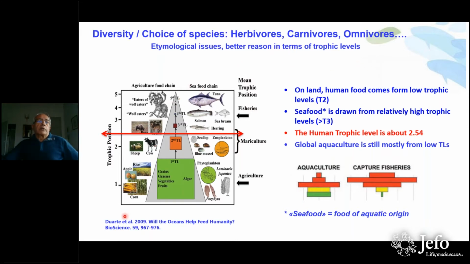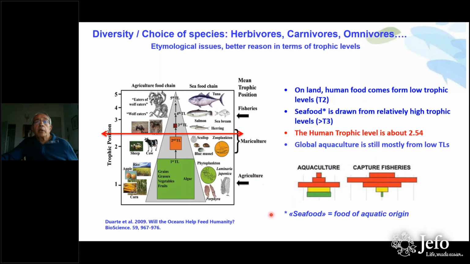Here is a nice presentation made by Duarte et al. some years ago. On the left side, you have the agriculture food chain and the seafood chain, that means the aquatic food chain, food of aquatic origin. For instance, on land, almost all food that we eat comes from low trophic levels, T2. In the seafood, which is food of aquatic origin, it is drawn from relatively high trophic levels. There are, of course, some blue mussels and things like that which are eaten, but the majority is coming from high trophic levels. And the human trophic level itself is calculated to be somewhere around 2.5 or so.